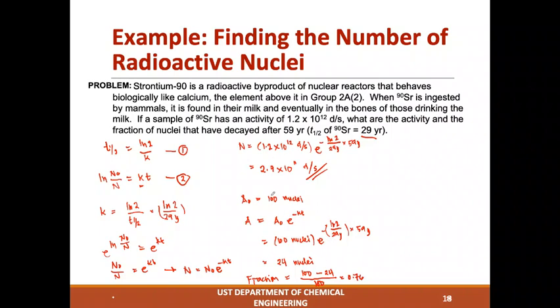Alternatively, you can simply use the disintegration rates to get this fraction. Now, this fraction should also be equal to the initial disintegration rate of 1.2 times 10 raised to 12 minus the final disintegration rate of 2.9 times 10 raised to 11 all over the initial disintegration rate. And this should also be equal to 0.76.